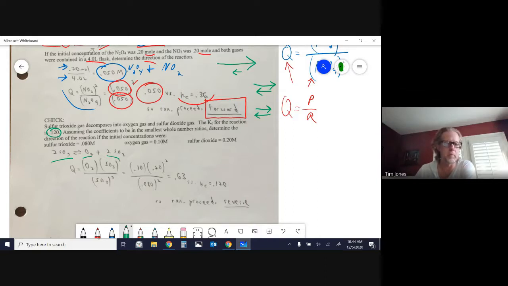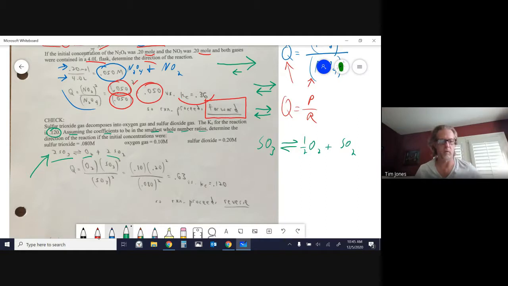The reason the problem says assume the coefficients to be smallest whole number ratios is because if you write your reaction balancing it with different coefficients, it will affect your Q expression. So for example, if you did SO3 and then 1/2 O2 and 1 SO2, if you write the Q expression for this, you will get a different expression. So that's why the problem said do smallest whole numbers. In other words, it forces you to balance it like that so that we're consistent.